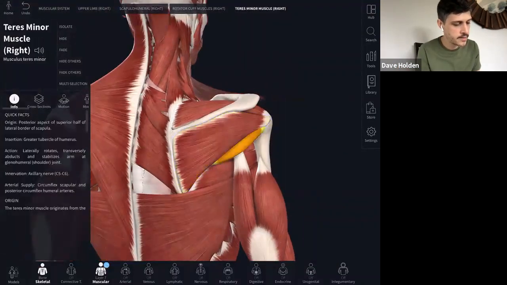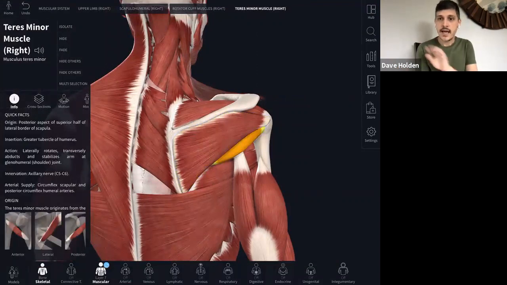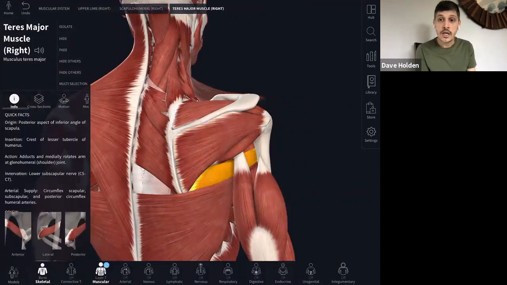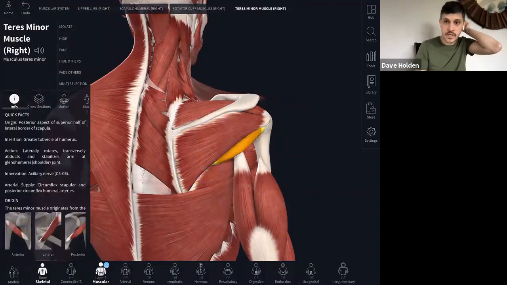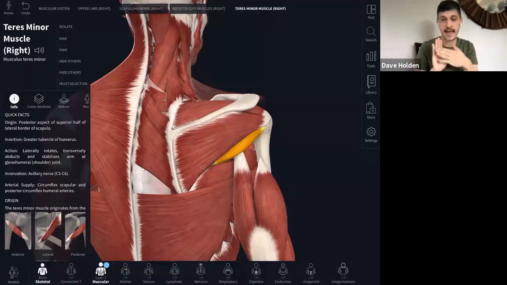So there is teres minor. And just for context, there is teres major. Teres major inserts on the anterior humerus, which makes it a medial rotator. Teres minor inserts on the posterior humerus, making it a lateral rotator. These guys do not do the same things. They went two different directions in life.